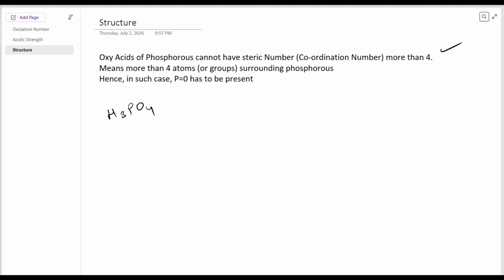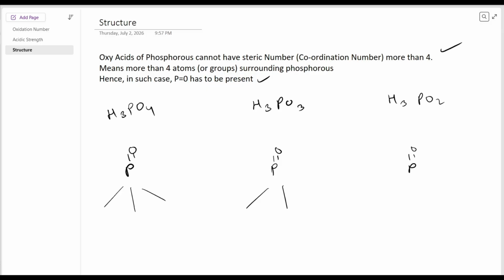So what we can do, we will draw the structures of H3PO4, H3PO3 and H3PO2 parallelly so that you can understand exactly how to differentiate the structures in exam and what we can deduce from the structure. So we will draw P double bond O for everyone as per the instruction written here. This is P double bond O, P double bond O. So it cannot have more than 4 atoms. So let's draw the 4 steric number like this.